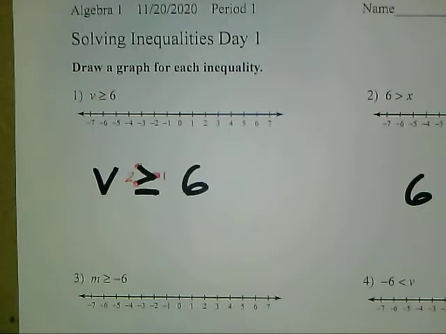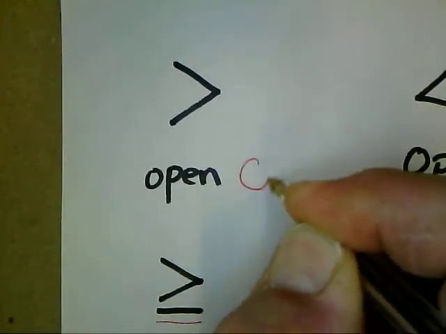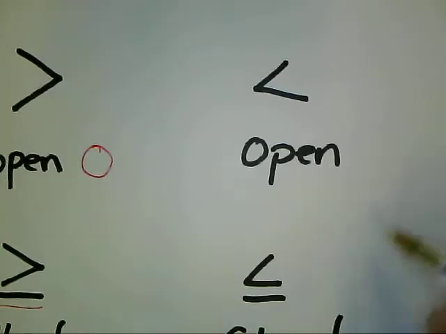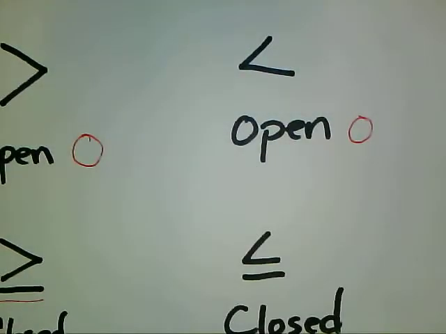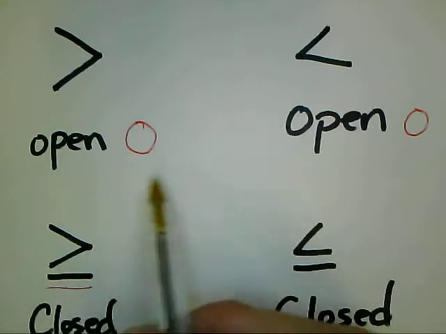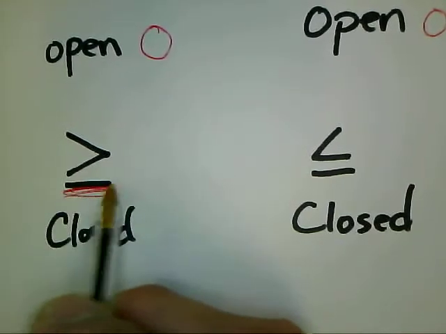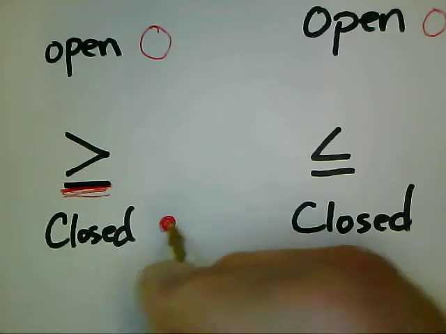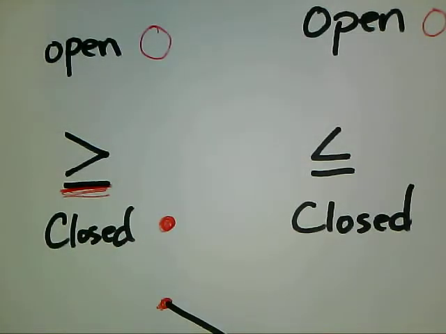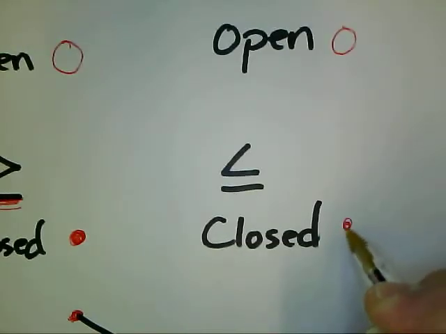So here's the thing when we have these open and closed. When I say open, I mean an open circle, because we're not going to use the number that's in the center. We don't use it, we go around it. Whereas when we have this equals part here, we want our dot to be closed because when we're equal to something, we use it. So we're going to use that number. Same thing over here, this less than or equal to, our dot will be closed.